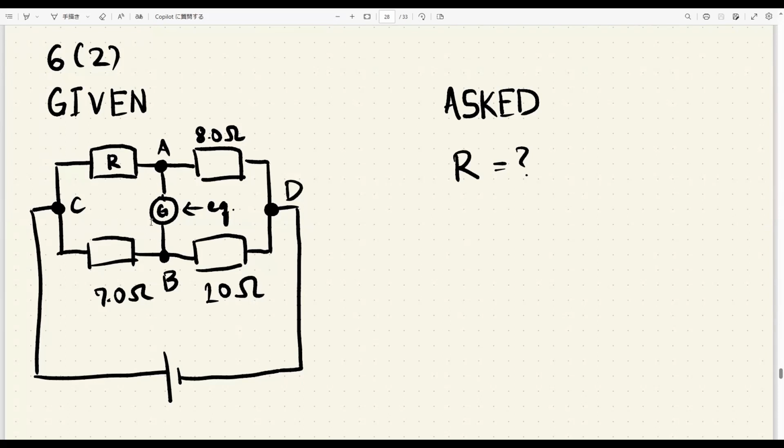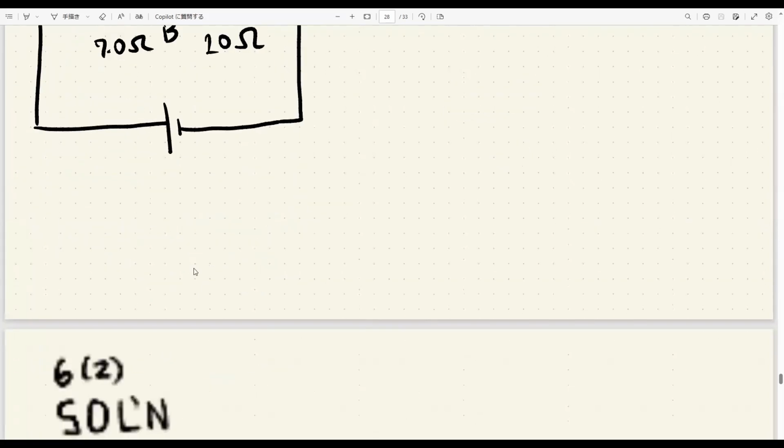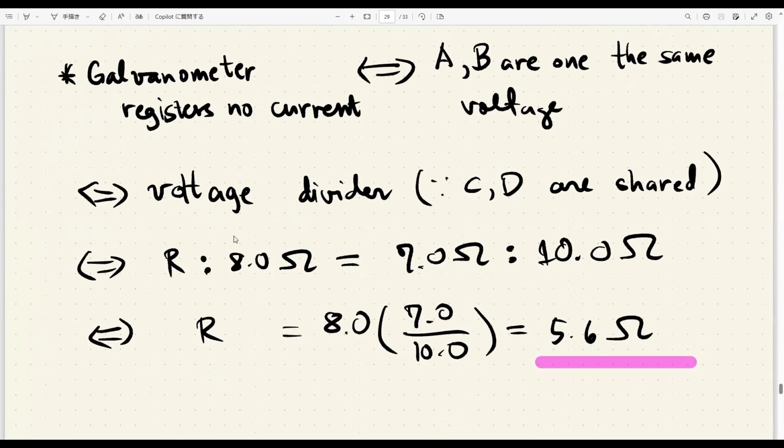And if we write those in math terms, we say that the ratio R is to 8 is equal to 7 is to 10. And that's what we do here, right? R is to 8, 7 is to 10. And now we just have to solve for R. So this is just 7 over 10 times 8. That's R. And if you solve that, that's going to be 5.6 ohms.